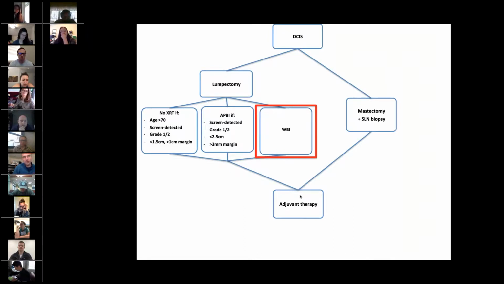Okay, so why do we need to treat DCIS with radiation? Why can't we just do a lumpectomy? Anybody know what the data behind that is?